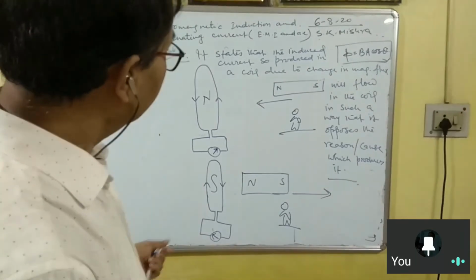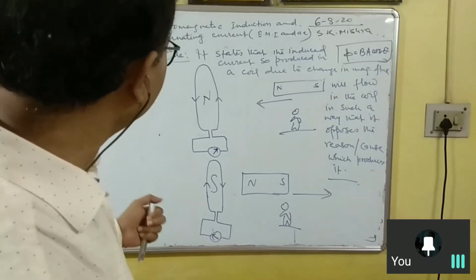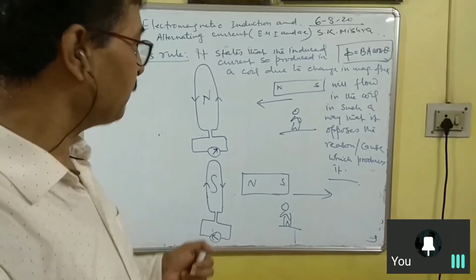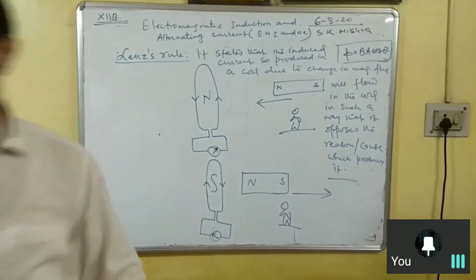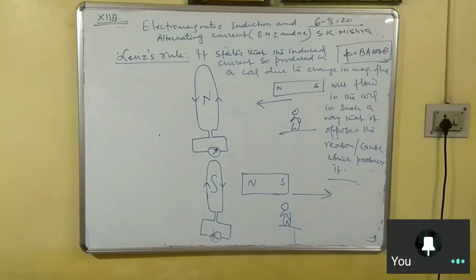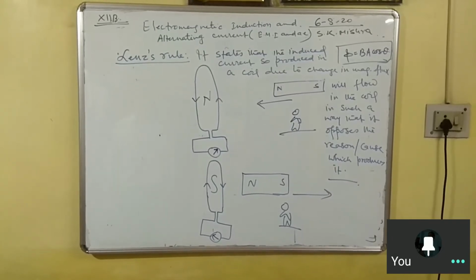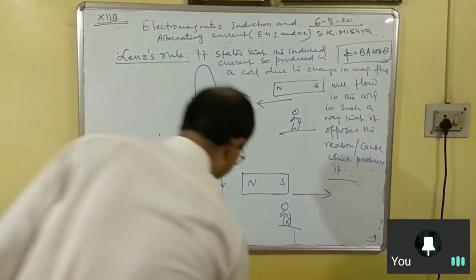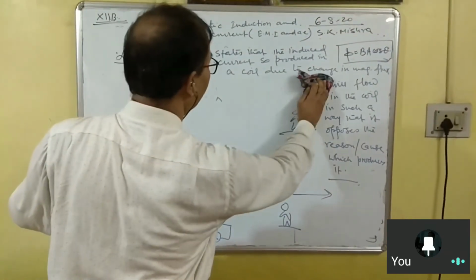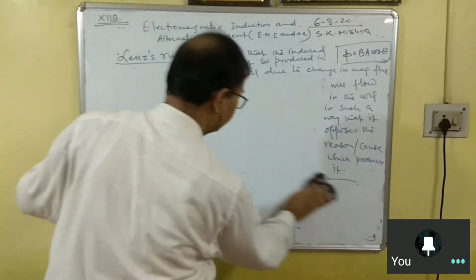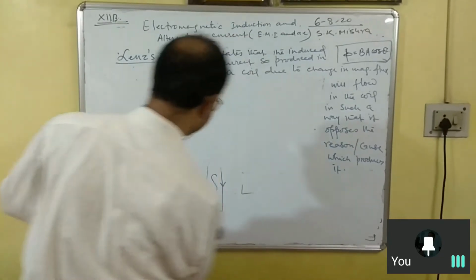Now, to have a clear concept of Lenz's rule, I am starting some more examples, then it will become more clear. You just check the snapshot and I will move further. Done. By citing some more examples, it will be more clear. Now, I am not rubbing out the law. The law is remaining there.